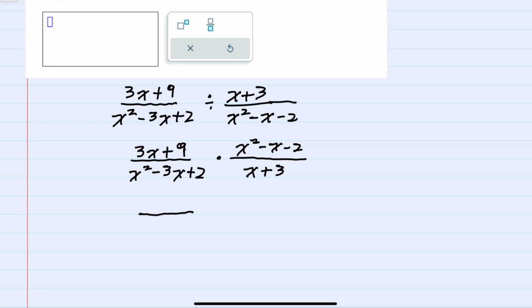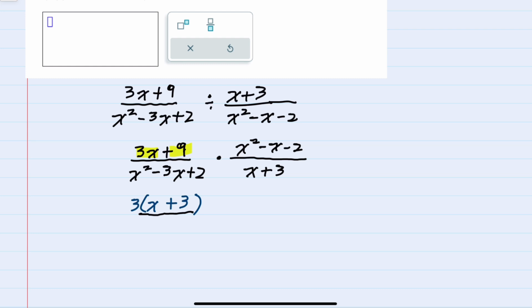In the numerator, I can see that both terms here have a common 3 factor that I can factor out, leaving me with an x in the first term. And then the second term, the plus 9, if I factored out a 3, I would be left with a plus 3. And I could check this factoring by distributing to see that this does distribute to take me back to the 3x plus 9.